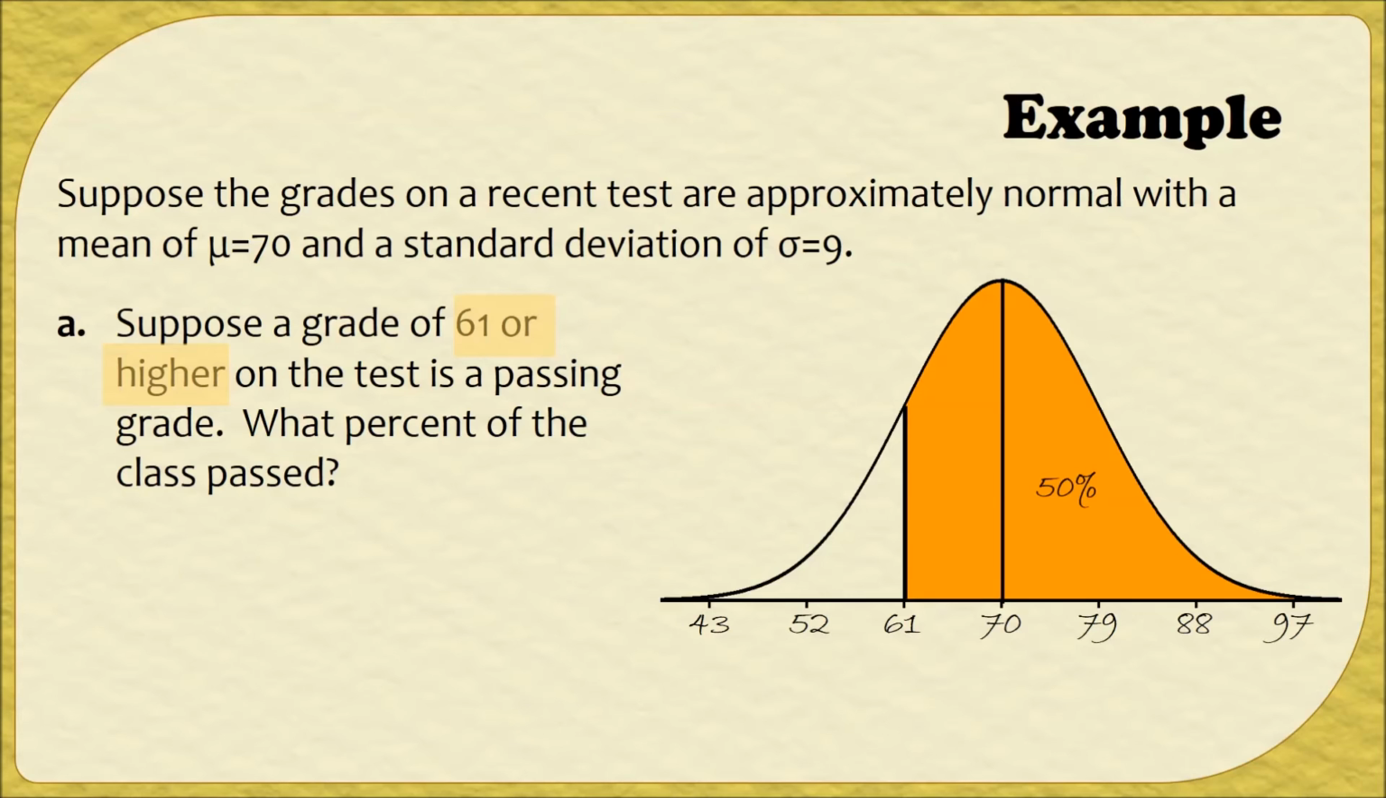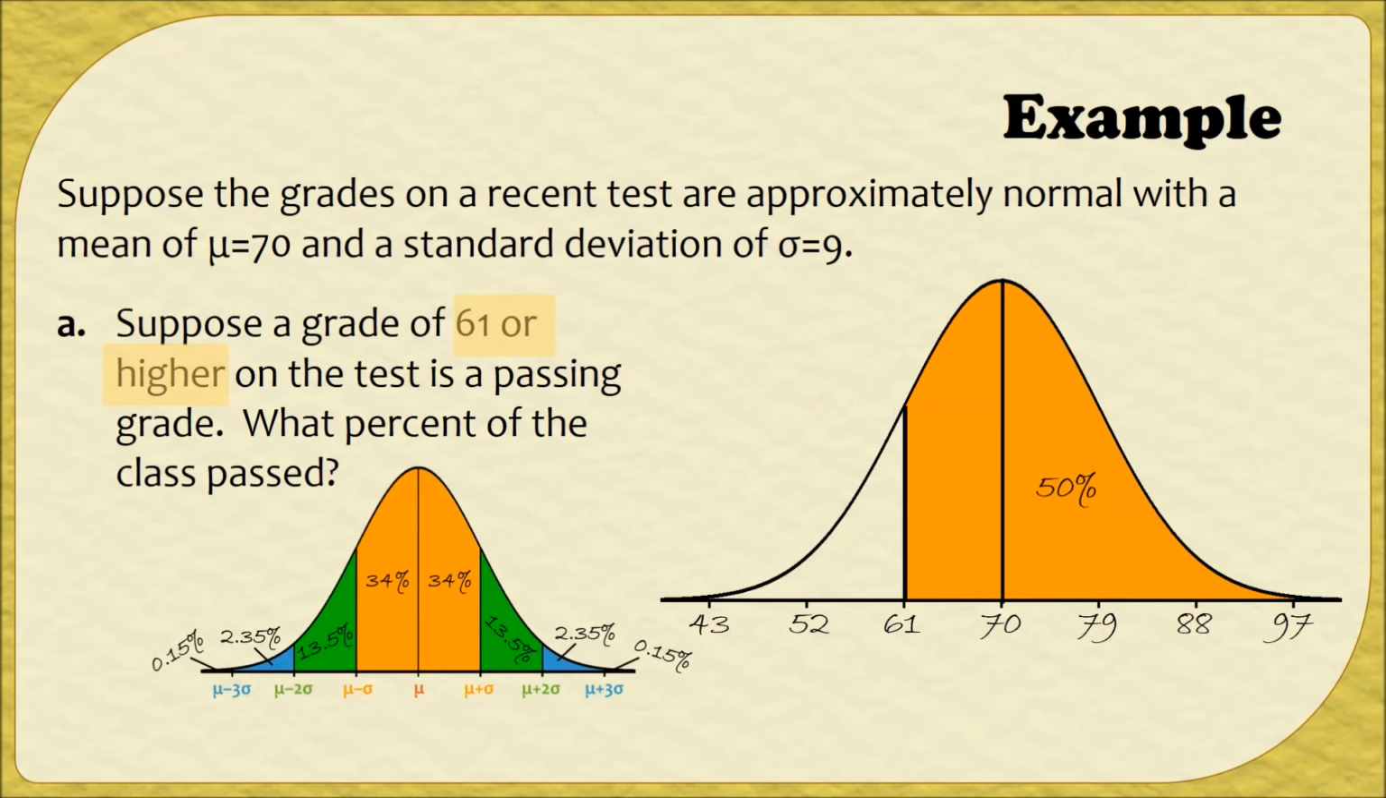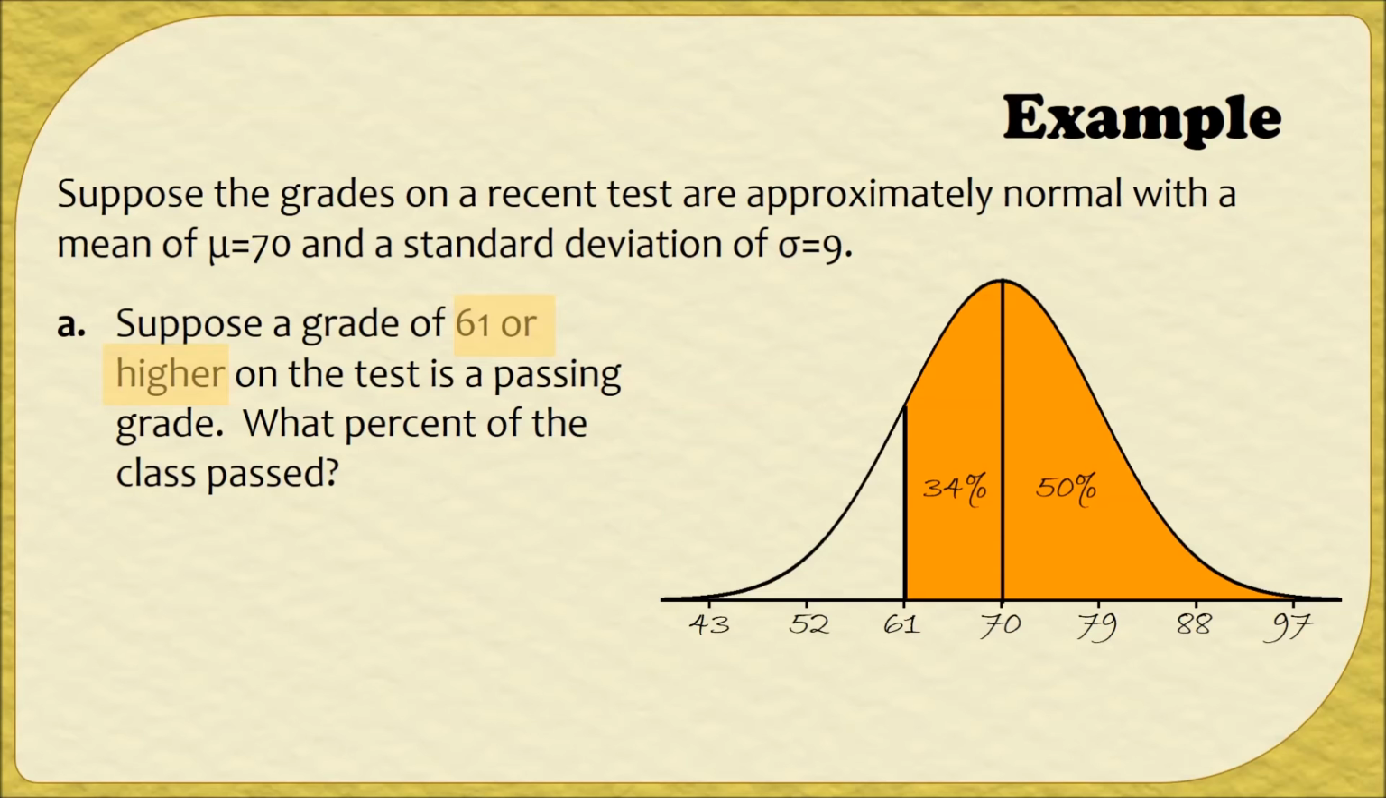To get the total shaded region, I just have to figure out what is in that section between 61 and 70. If I think back to that curve we just drew, here were the percentages written out for us. In between the mean and one standard deviation below is 34% of the data. So that means between the 61 and the 70 is 34% of the values. This is our entire shaded region, so to figure out the percent of the class that passed, all I have to do is add up those two values. So 50 plus 34 is going to give me 84%. Thus, 84% of the class passed the test.